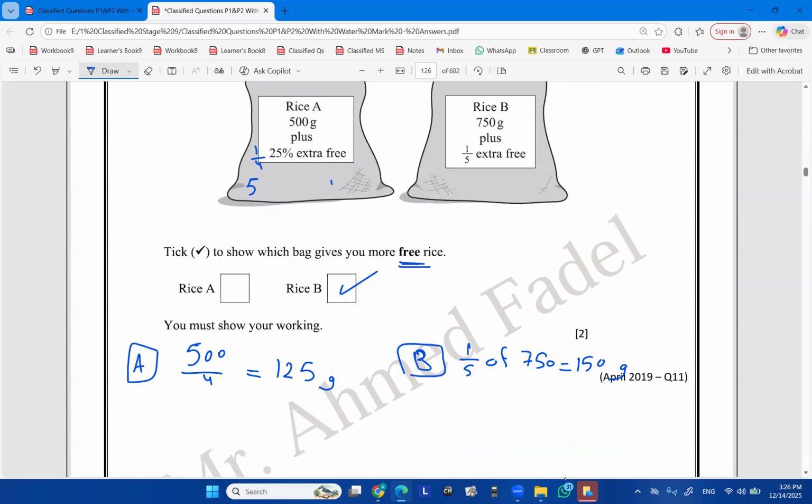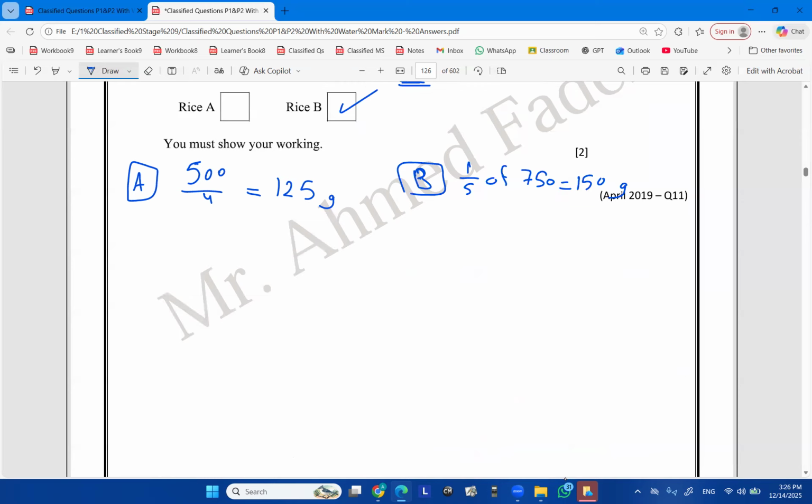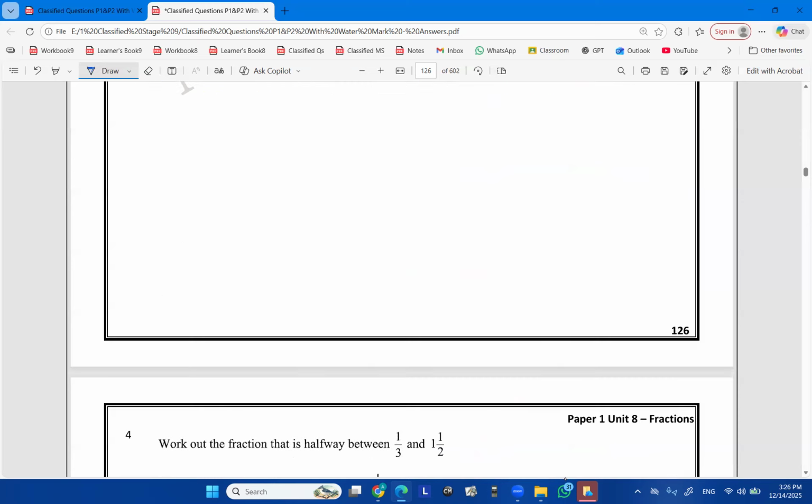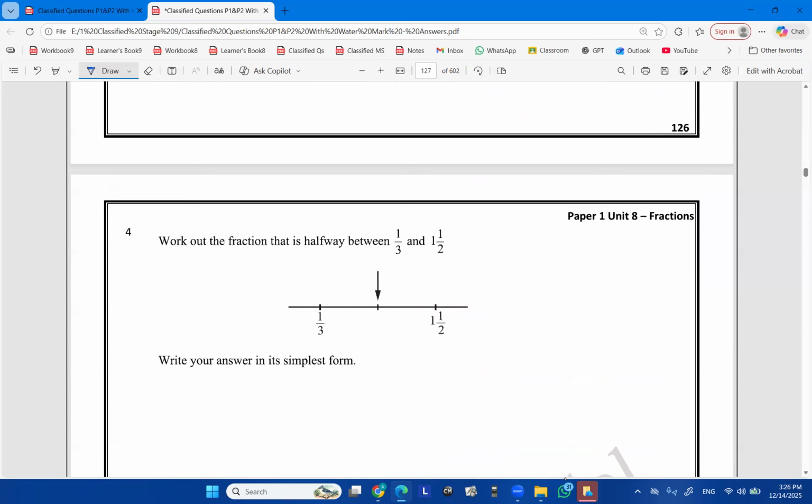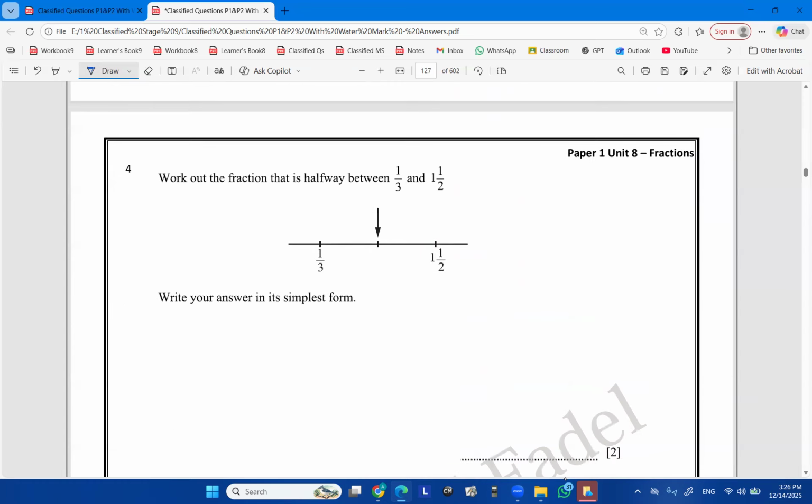All right, let's continue. Work out the fraction that is halfway. We took this today in class. You just do 1/3 plus 1.5. What is 1.5 as an improper fraction? Well, you're going to find out that it is 2 times 1 is 2, plus 1 is 3 over 2. We add them up, and the answer, you must divide by 2 to get the halfway. So add them up, then you divide by 2.